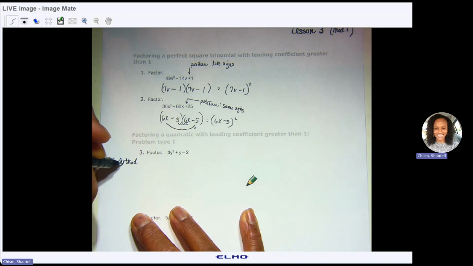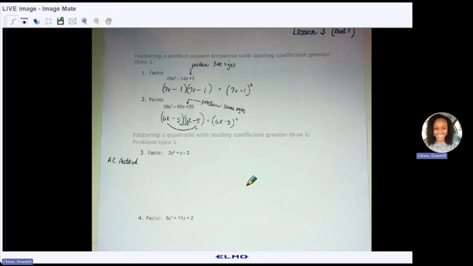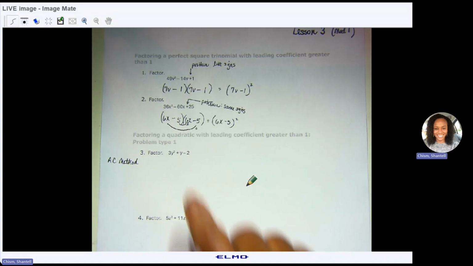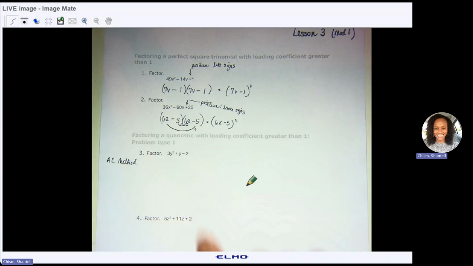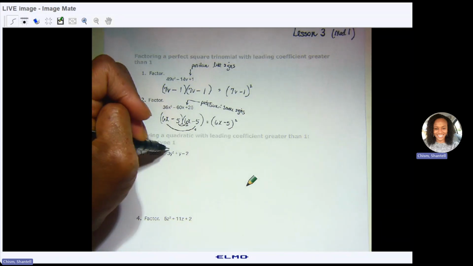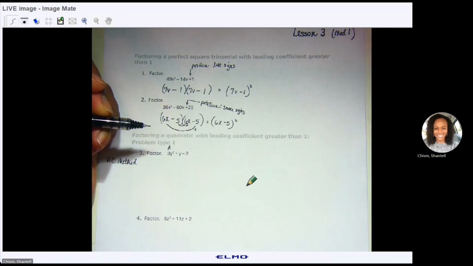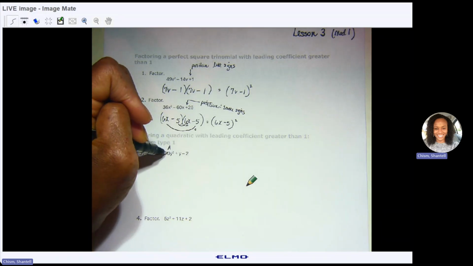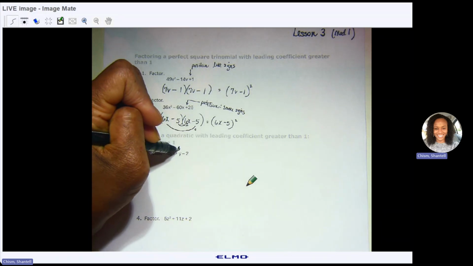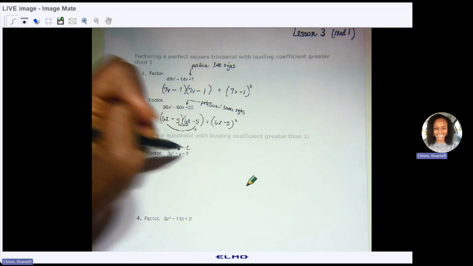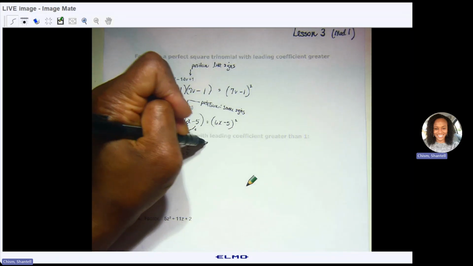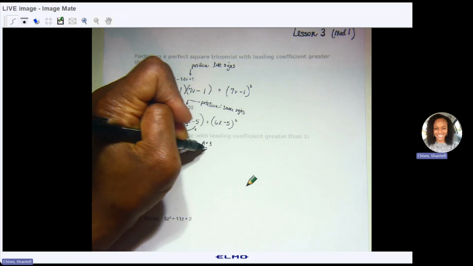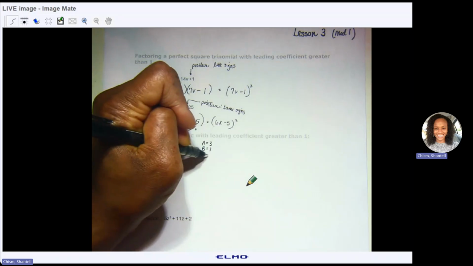Now, to use the AC method, of course, let me start here. You always look for a GCF, okay? And there isn't one. There's no factor outside of one that can come out of all three of those terms, okay? So then we go into the AC method. So we have the A, okay? The A coefficient is 3, the B coefficient is 1, and the C term is negative 2. So A is 3, B is 1, and C is negative 2.